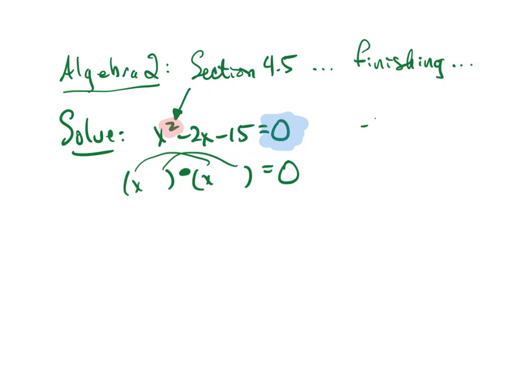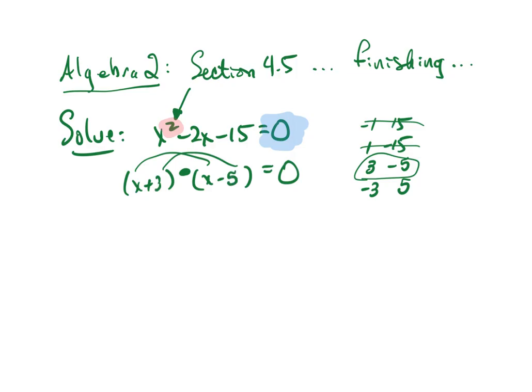And of course, the way we started this was we created lists looking for numbers that would multiply to get negative 15 and add to get negative 2. So negative 1 and 15 doesn't work, 1 and negative 15 doesn't work, but 3 and negative 5 does. So the correct factoring is positive 3, negative 5.